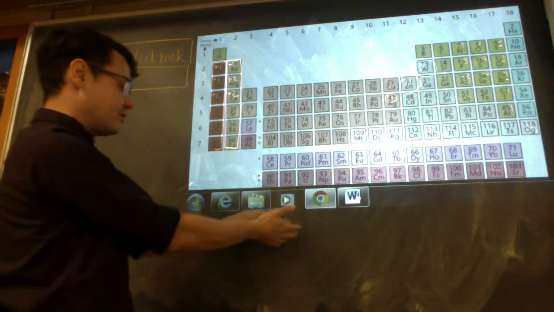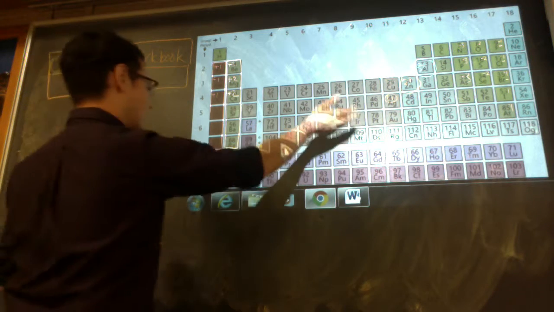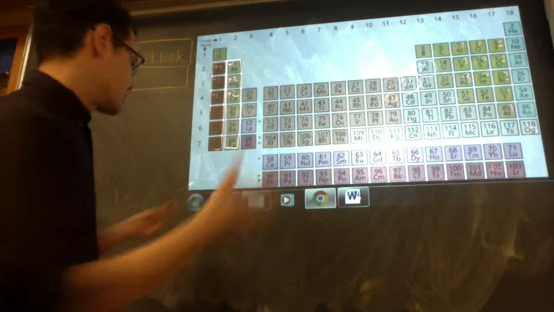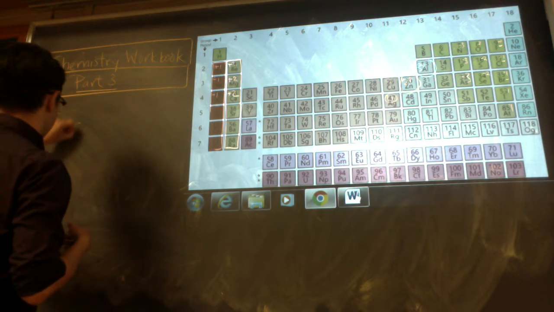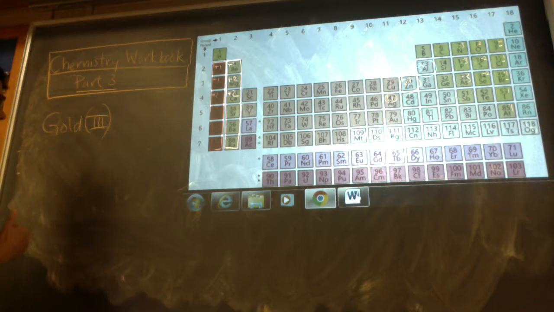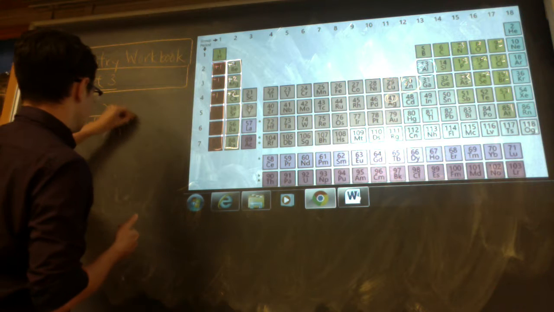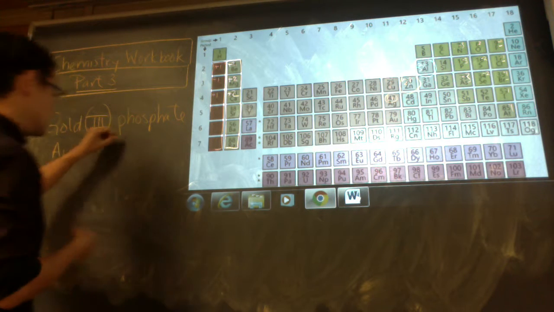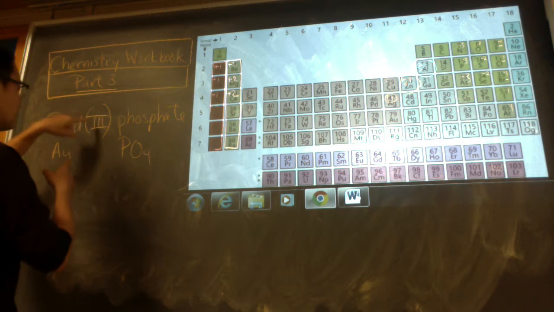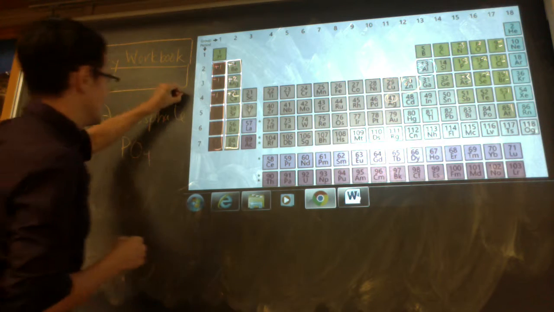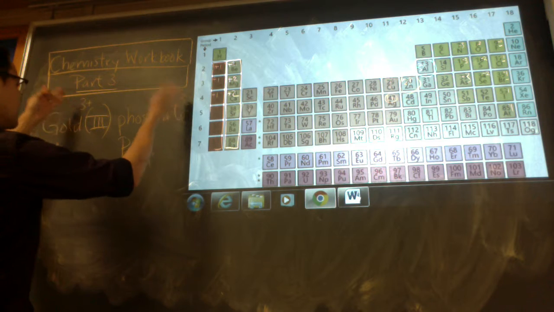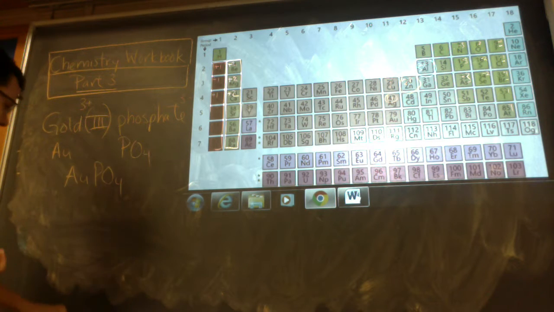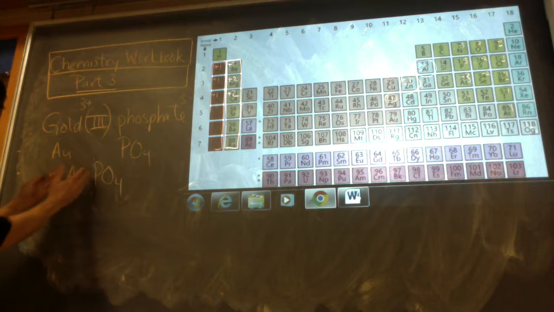Now, just because we're dealing with a new thing, like phosphate and groups that travel together, doesn't mean our front half can't still also be maybe gold with a plus 3 charge. So gold can be 3. Gold 3 phosphate. Gold is Au. Phosphate, PO4. Gold, from the number here, we know that it's 3 plus. Phosphate is 3 minus. You would check the back of your sheet. 3 and 3 come down to be 1 and 1. So this would just be AuPO4. And again, you got to remember that there's your dividing line between your positive ion and your negative ion.